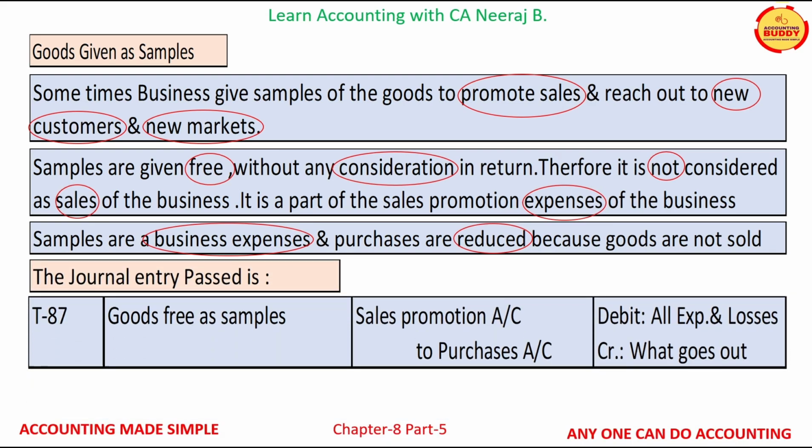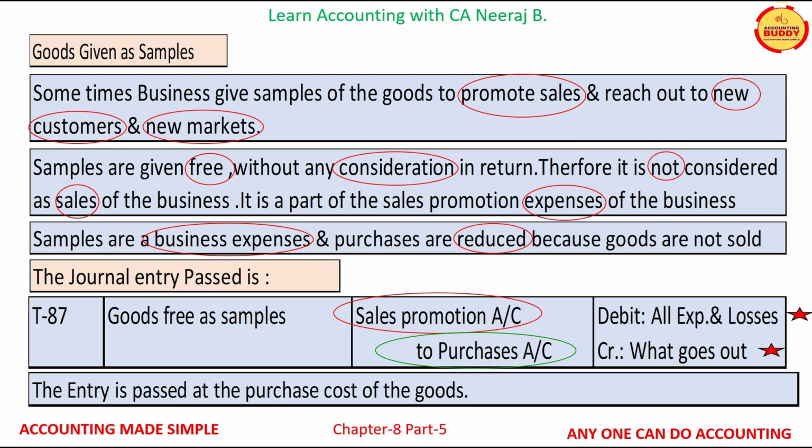The two accounts getting affected are sales promotion account and purchase account. Sales promotion account is a nominal account and as per nominal account rule, debit all expenses and losses. Purchase account is credited because goods are not sold and the stock is reduced. The entry is passed at the purchase cost of the goods.